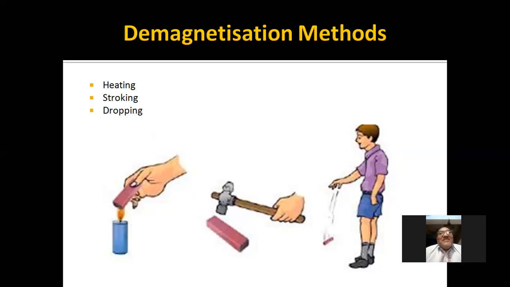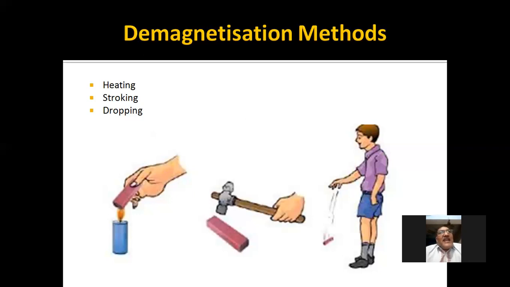Another way of doing the demagnetization is to take the permanent magnet and hammer it. With the help of hammers, strike it many times, and after some strikes you will observe that the magnet has become weaker. Keep on doing the hammering, and after some time you will observe that the magnet has lost all its magnetism. So this is heating, or hammering, or stroking.